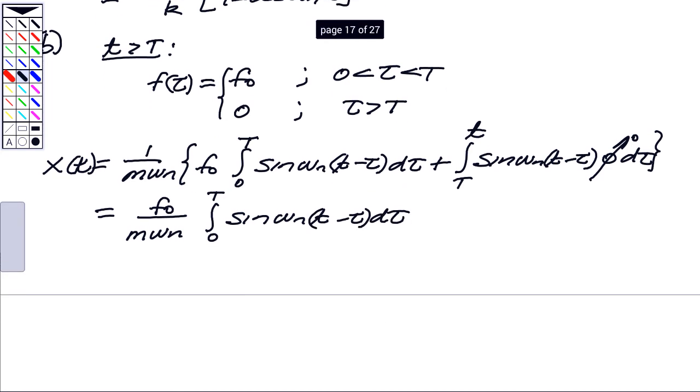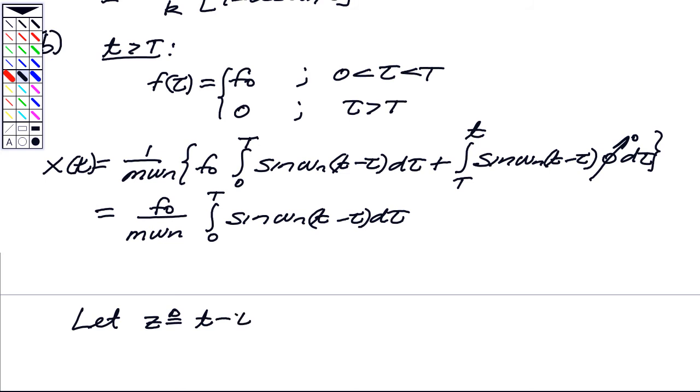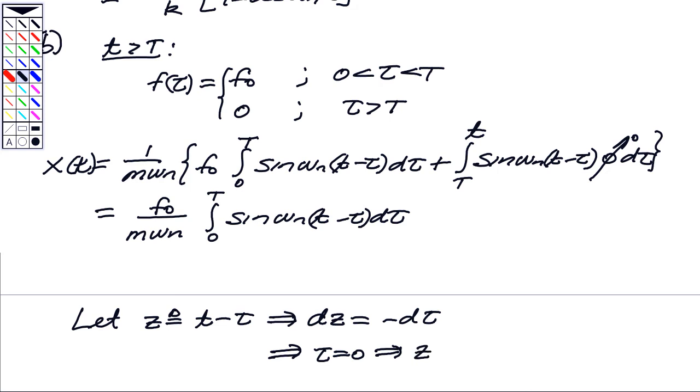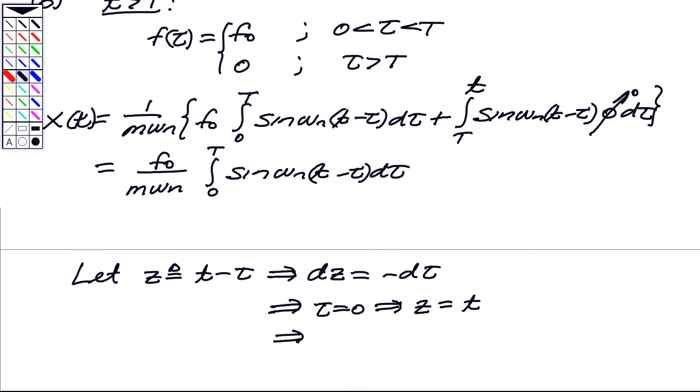What we'll do as before is redefine our variable of integration in terms of z, where z is the difference between t and tau. The integration over tau becomes the negative of the integration over z. The lower limit when tau is equal to 0 corresponds to z equal to t. The upper limit, when tau is equal to T, says that z is equal to t minus T.